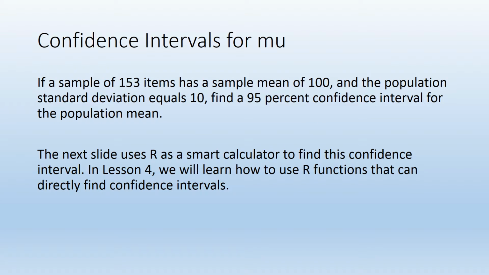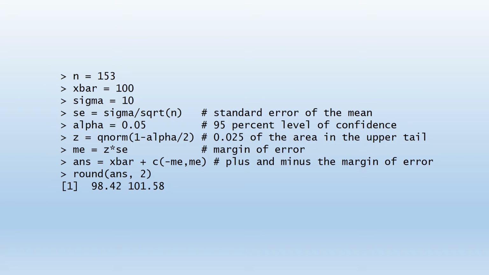Here is a typical example of a question that asks you to find a confidence interval. If a sample of 153 items has a sample mean of 100 and the population standard deviation equals 10, find the 95% confidence interval for the population mean. The next slide uses R as a smart calculator to find the confidence interval. In Lesson 4, we're going to learn how to use some R functions that can directly find the confidence intervals. Look at each line of this code and try to think about the logic of what I did.